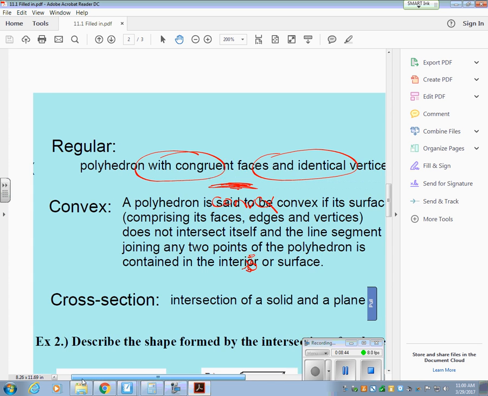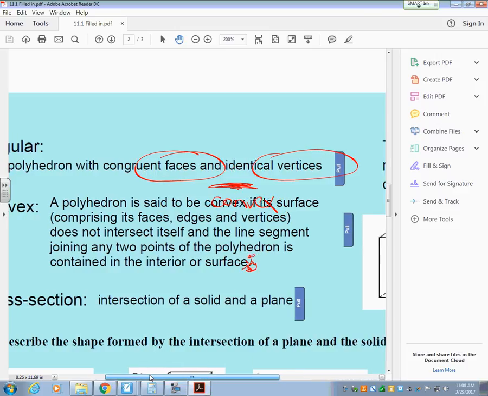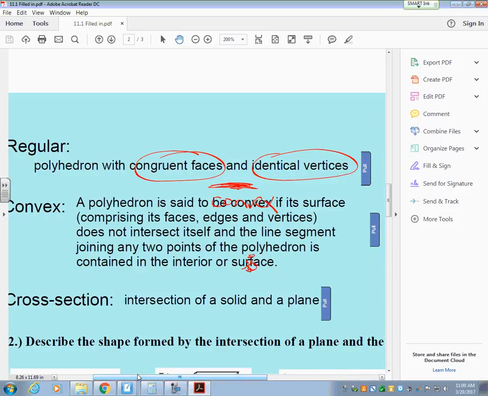If you need more time to write, the polyhedron is said to be convex if its surface does not intersect itself, and the line segment joining any two points of the polyhedron is inside. So point to point stays inside. There are no little caves where you go outside and then back inside the interior of the surface.